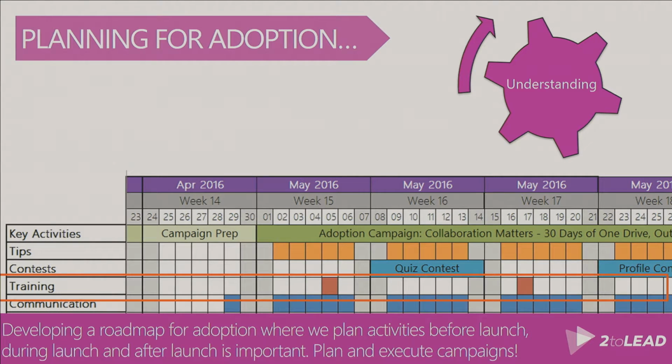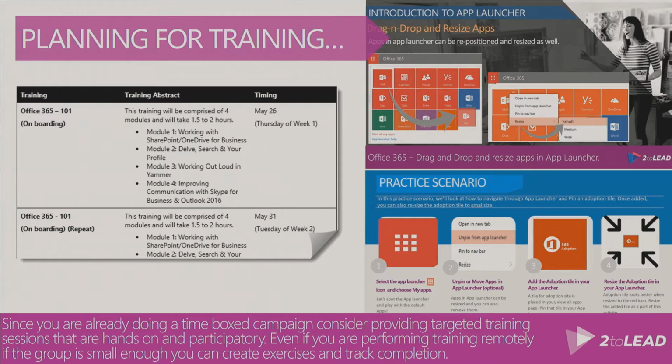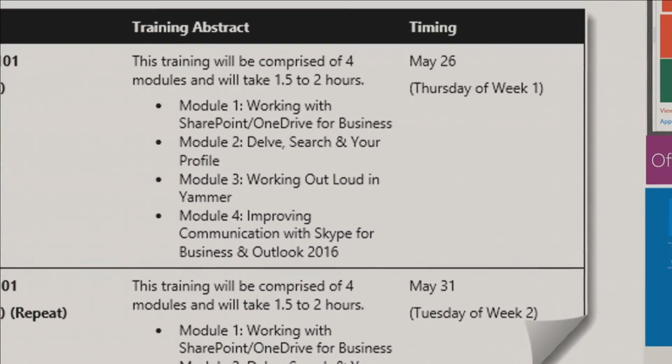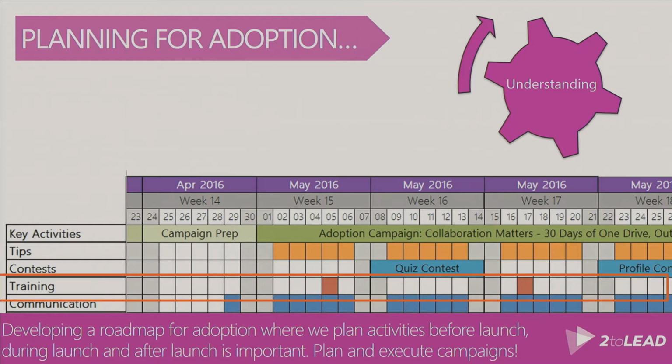So let's talk about training. How does training get incorporated into these campaigns in an effective way? Well, the first thing we need to recognize is that our training needs to have multiple types of training. In a campaign, we might have training happen multiple times. We definitely want to have training at the very beginning of the campaign and at the very end.